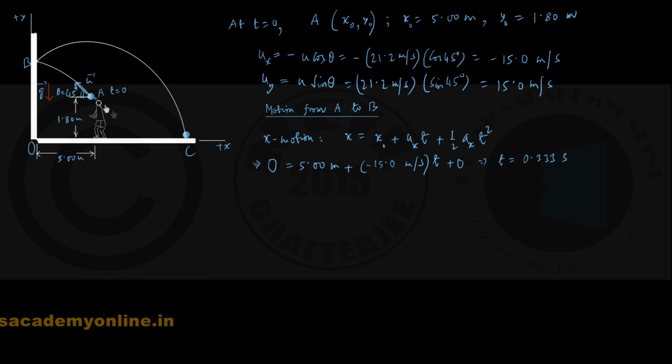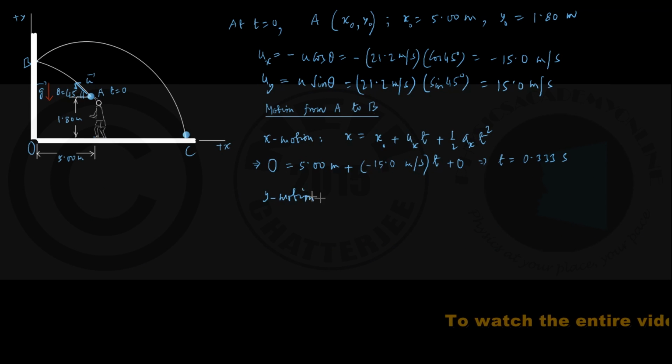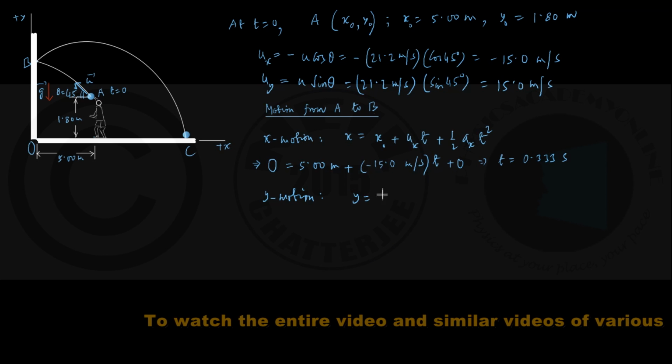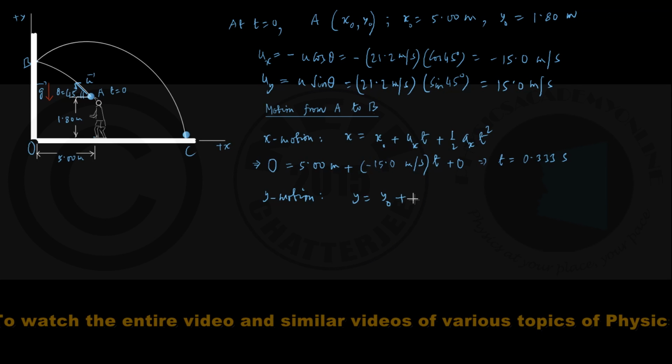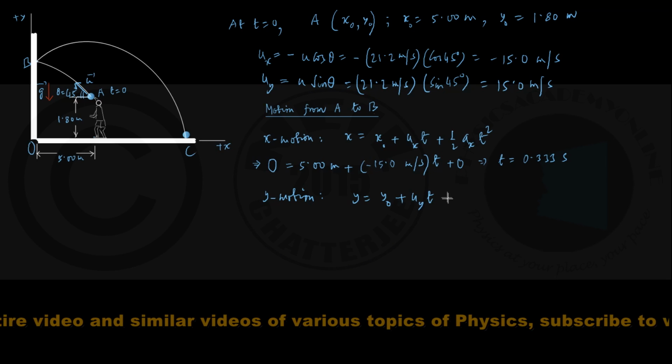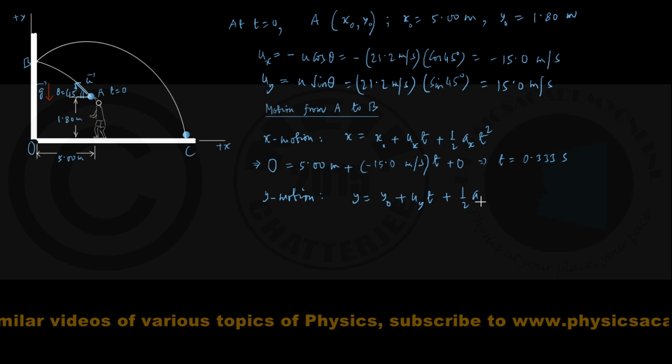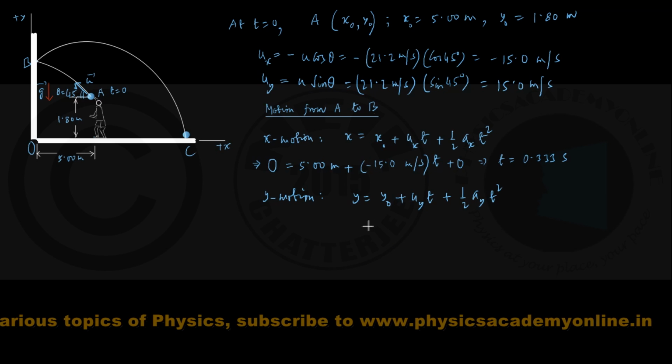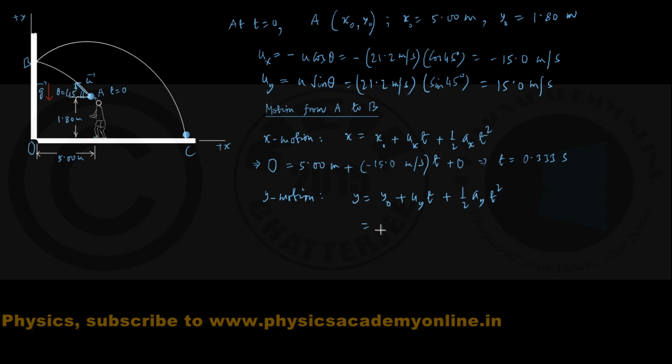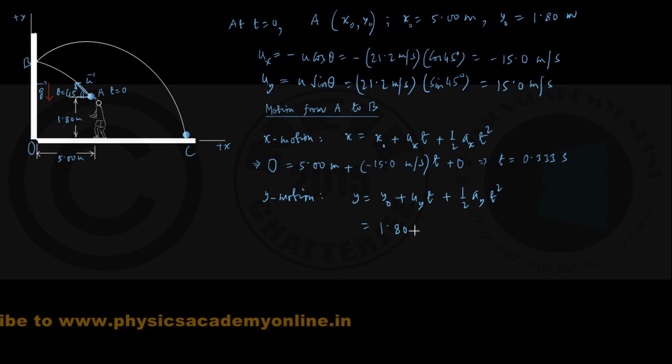Now once we get the time of flight from A to B, we can find out the y coordinate of this point B also. So we consider now the y motion of the ball between the 2 points, and the final y coordinate is given by initial y coordinate y0 plus uy into t plus half into ay into t square. This is equal to, well, y0 is equal to 1.80 meter, already listed earlier, the initial y coordinate of this ball at the time of throw.